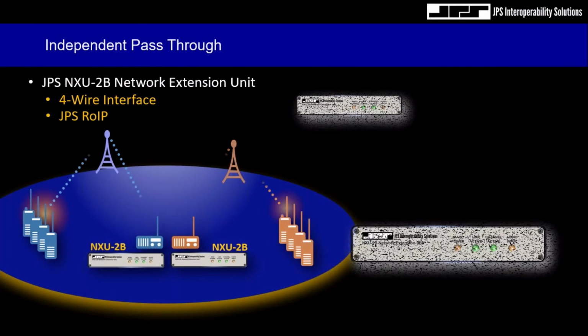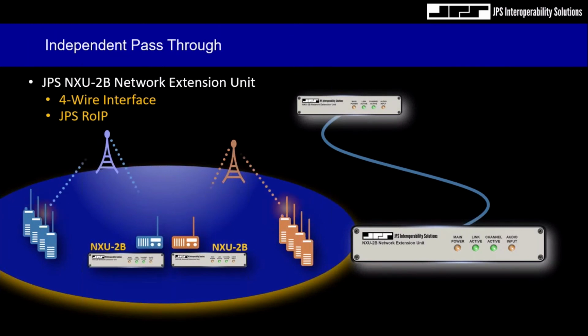And to better describe the application of the RSP-Z2 in an independent pass-through configuration, we should talk about a couple of single channel modules JPS offers. And one of those is a single channel NXU2B network extension unit. And this is the latest version, which supersedes the NXU2A and the NXU2 before that. Simply put, the NXUs are used to extend radio coverage by utilizing a network and radio over internet protocol, RoIP. And I encourage you to check out our previous products briefing webcasts on the NXU2B network extension unit to learn more about some of the new features in that network extension unit.